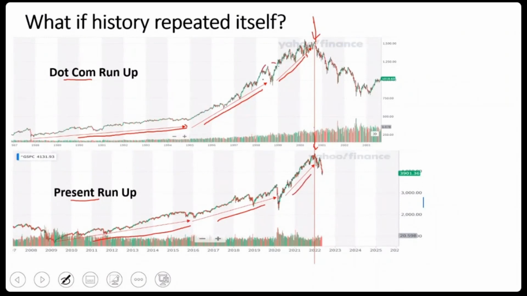And similarly, in between, we've got this short bump here, which was the COVID in the present run-up. And in 1999 or 1998, there was the Asian crisis, Russian crisis, and so on. But it looks really eerily almost the same.